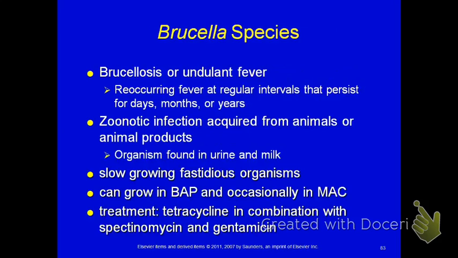Brucella is a zoonotic infection. Later on, you will see the common reservoirs of Brucella, since this would be acquired from animals or animal products. So the organisms could be found in urine or even in milk. Drinking unpasteurized milk would predispose you to Brucella. They are slow-growing fastidious organisms, which could grow on blood agar plate, occasionally on MacConkey. Tetracycline in combination with streptomycin or gentamicin would be an ideal antibiotic regimen.